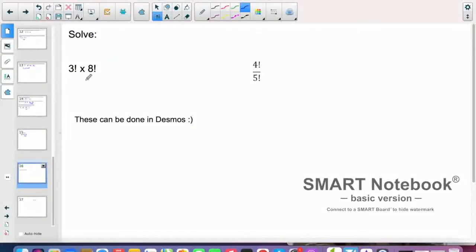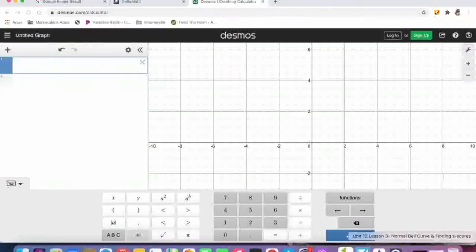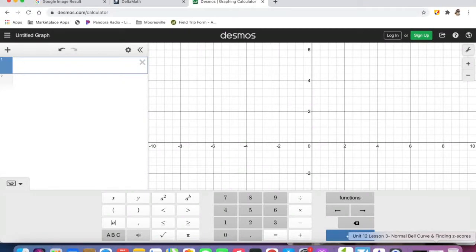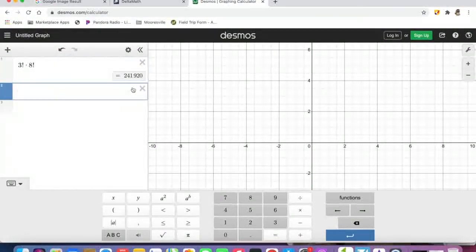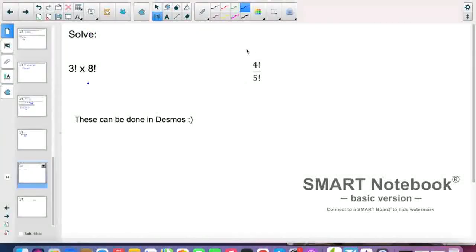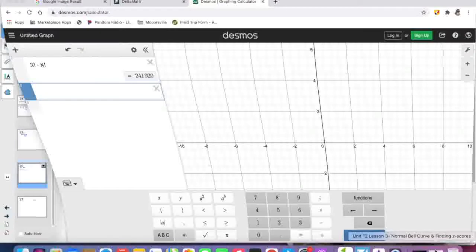For something like this, I'm going to put these directly into Desmos without anything else. So I'm going to put 3 factorial times 8 factorial into Desmos. When I do that, 3 factorial, make sure you open up your keyboard and hit the times button, and then 8 factorial, and automatically it gives me 241,920 as my answer. And then for this one, I'm going to put 4 factorial over 5 factorial into Desmos.